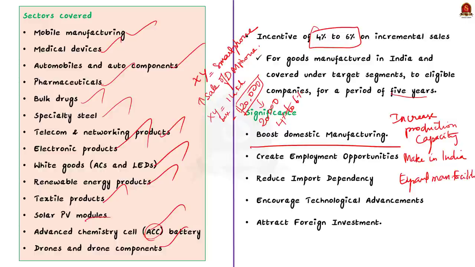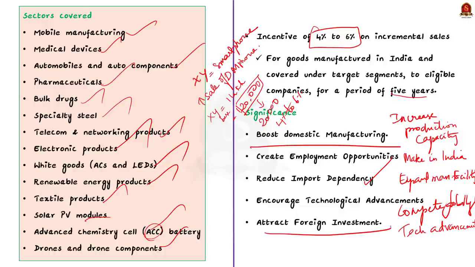Then it will help in reducing import dependency. The scheme encourages domestic companies to increase their production and compete globally. Therefore, it helps to decrease the need for importing goods from other countries. Then it will also encourage technological advancements. To qualify for incentives, companies need to enhance their production capabilities, right? This will encourage companies to adopt advanced technologies and practices. Finally, it will also help in attracting foreign investment.